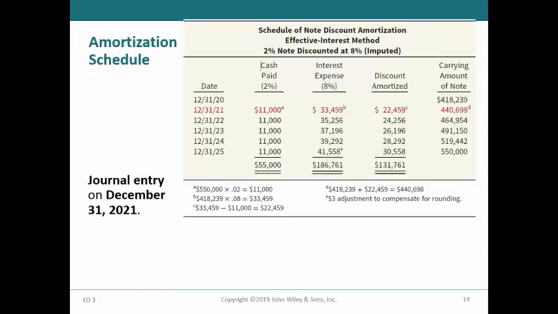This slide shows the amortization table for the note. The first two columns show the dates and annual interest payments of $11,000. The third column is the interest expense column. The interest expense for the first payment, $33,459, is calculated by multiplying the carrying amount of the note, $418,239, by the imputed rate of 8%.